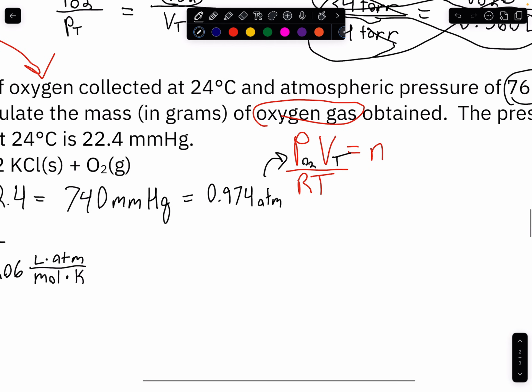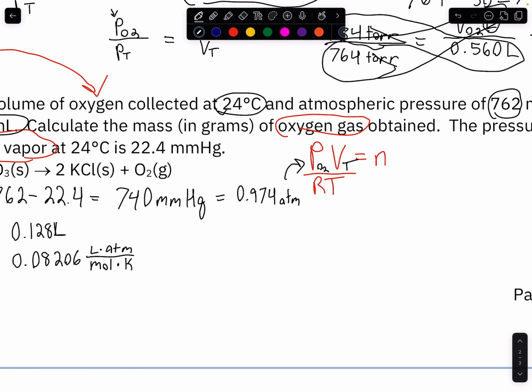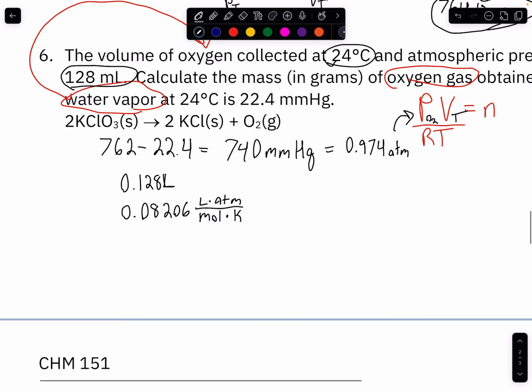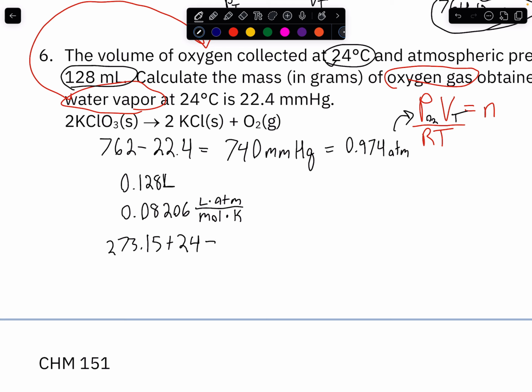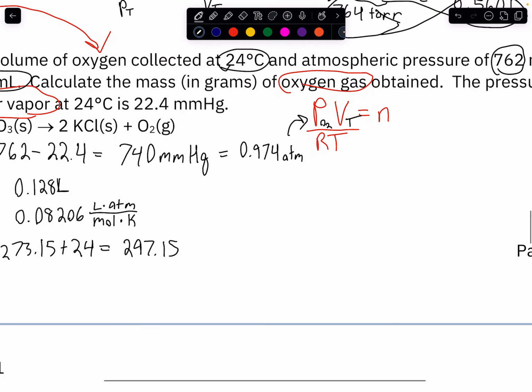And then lastly, our temperature in Kelvin. We're going to use this same temperature, 24 degrees Celsius, and convert it into Kelvin. So that is 273.15 plus 24. That's going to equal 297.15. And so now we'll plug everything in.